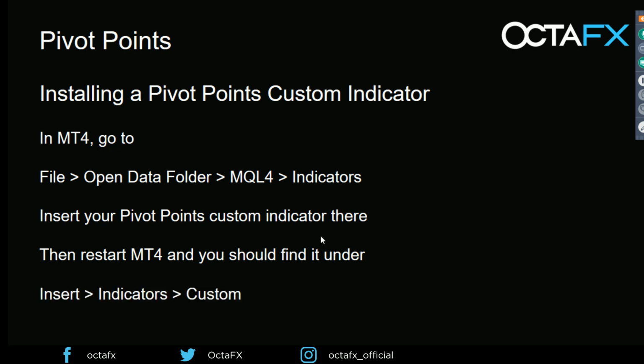If you want to put the pivots on the chart, you go to Insert, then Indicators, and then Custom, and you'll find it there and be able to put it on the chart. So it's fairly straightforward to get set up with the custom indicator.